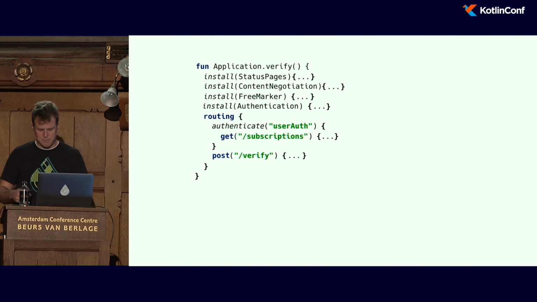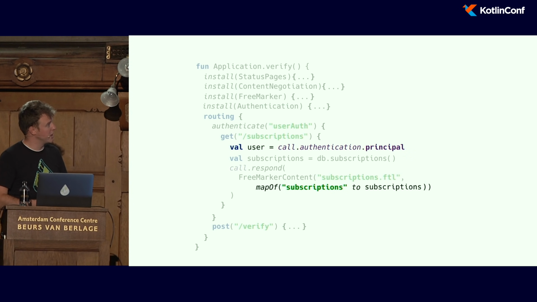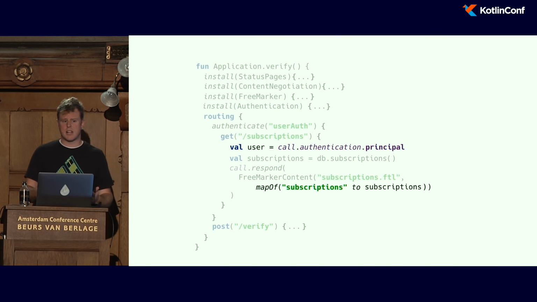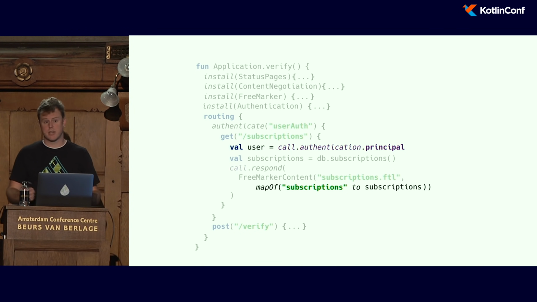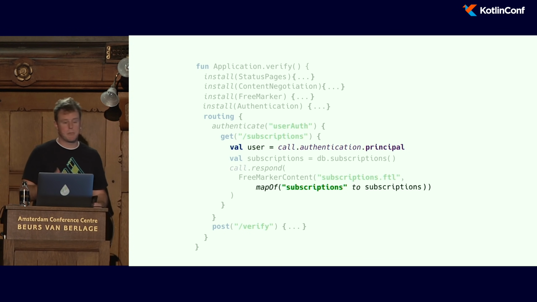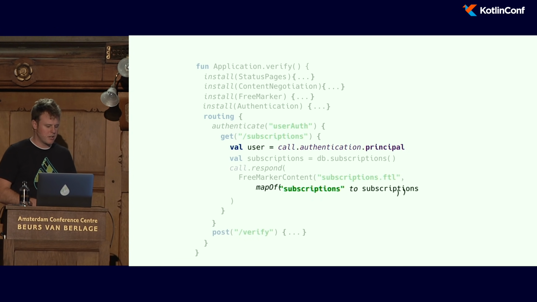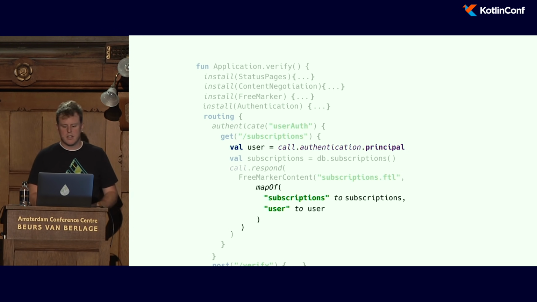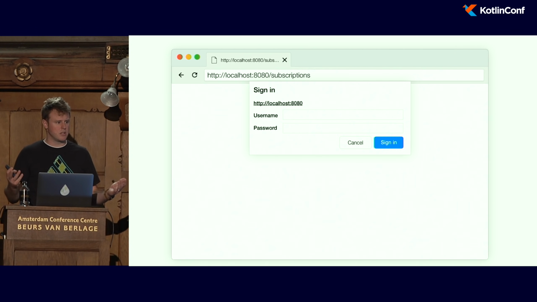So again, very simply, we're going to just expand that out so we can look at it. And then we'll just get that user out of the call object. The call object, if you use authentication, will have an authentication object property on it from which you can get the principal. And this principal is whatever you returned from the authenticate block. So in my case, it's a user that has, I think, a username, a password, and a first name field or something. Not super important. And then we're just going to add that to our template. And then we go back to the browser, refresh the page, and we're presented with the login dialog.